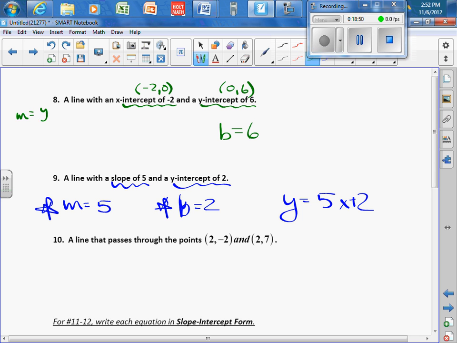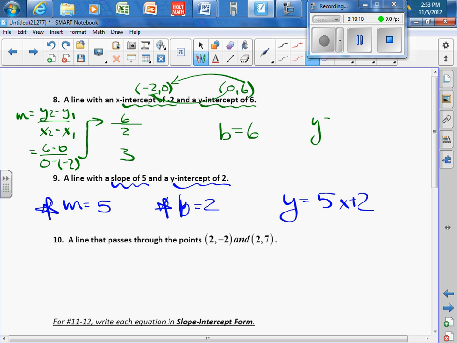M is equal to y2 minus y1 over x2 minus x1. We get 6 minus 0 over 0 minus negative 2. 6 minus 0 is 6. 0 minus negative 2 is 2. The slope is 3. The y-intercept is 6. Y is equal to 3x plus 6.